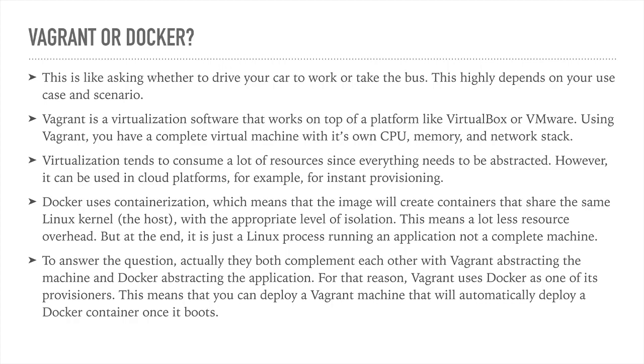So to answer the question, actually they both complement each other, with Vagrant abstracting the machine and Docker abstracting the application. For that reason, Vagrant uses Docker as one of its provisioners. This means that you can deploy a Vagrant machine that will automatically deploy a Docker container once it boots.